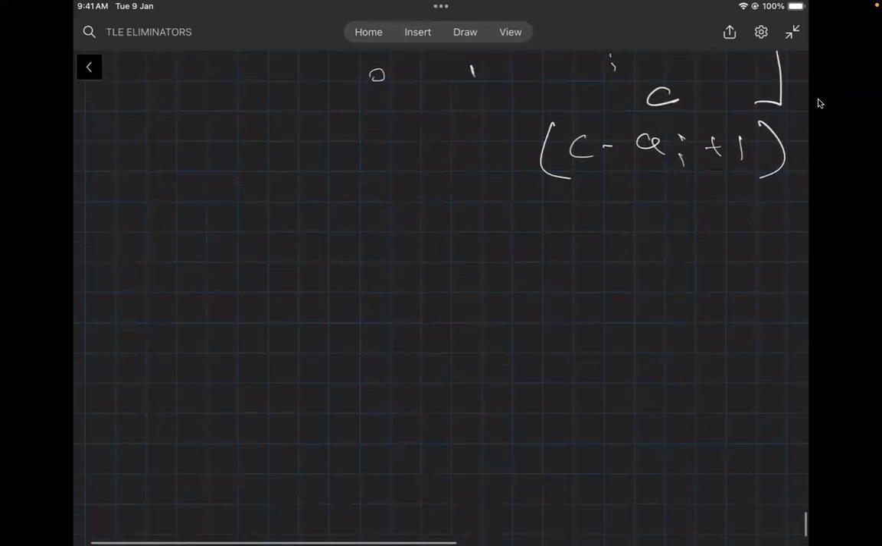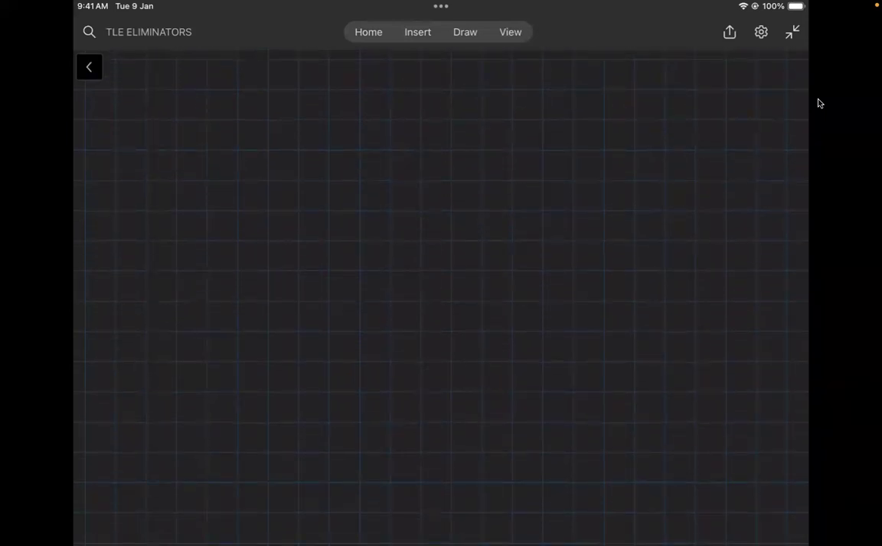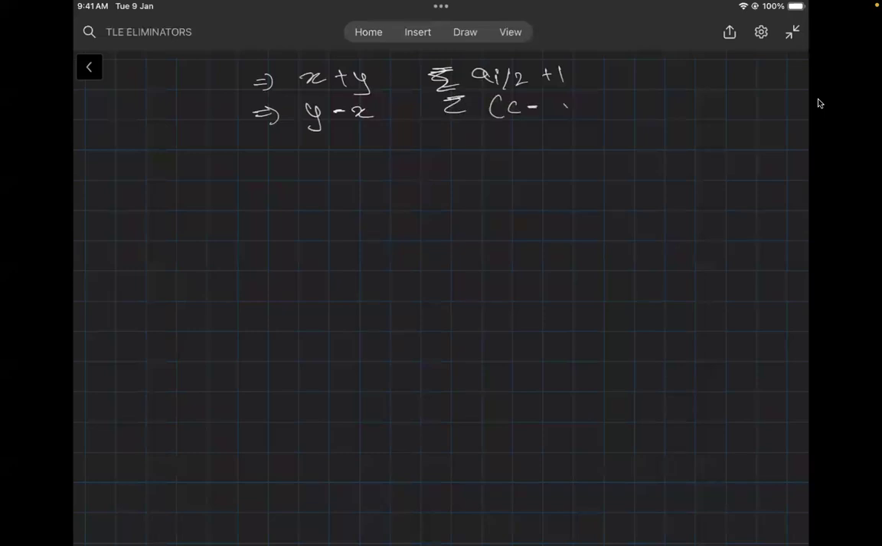Okay. So what did we discuss till now? We discussed that we wanted to count x plus y. This is just the summation of ai divided by 2 plus 1. We wanted to compute y minus x. This is just the summation of c minus ai plus 1.